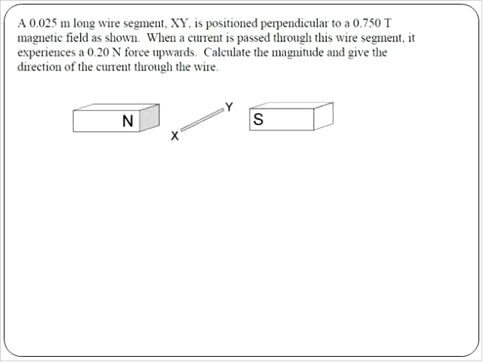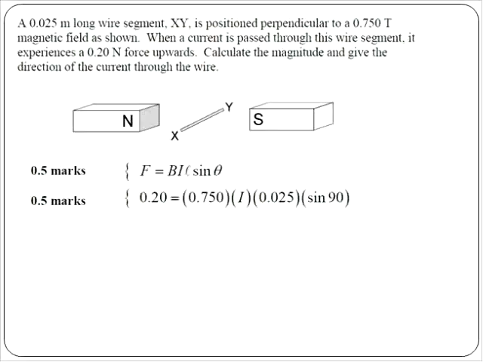Okay, let's try some questions that are from part 2 of the publics. So here we have a 0.025 meter long wire segment, XY, positioned perpendicular to a magnetic field. So sine of 90, in other words. We want to calculate the magnitude of the current and the direction of the current. So here's what we do. We're going to use F equals BIL sine theta. That's the first thing. Recognize the formula. Then we plug the numbers in. The only thing we don't know here is I. I know the force is given. I know B is given. I know L is given. And I know it's perpendicular, so it's sine of 90. So we do that, we get 11 amps.